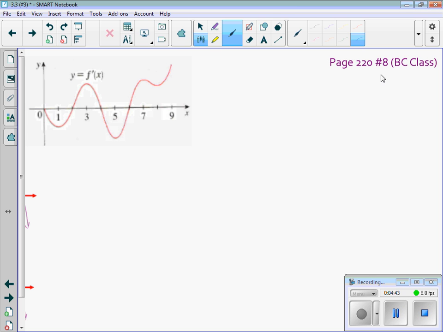So number 8, the first part. The graph's on the right-hand side on page 221. That's the graph that's here. And number 8 says the graph of the first derivative of a function is shown, so make sure you're looking at this graph. On what intervals is f increasing? So what graph am I looking at here? I'm looking at f prime, and that's really important to think about, okay? So if I'm looking at f prime, it's telling me what?